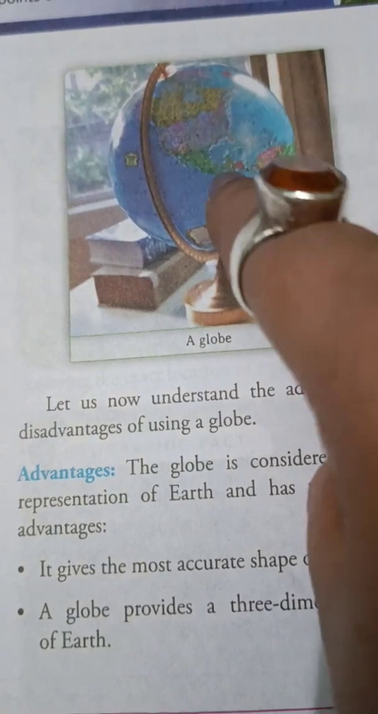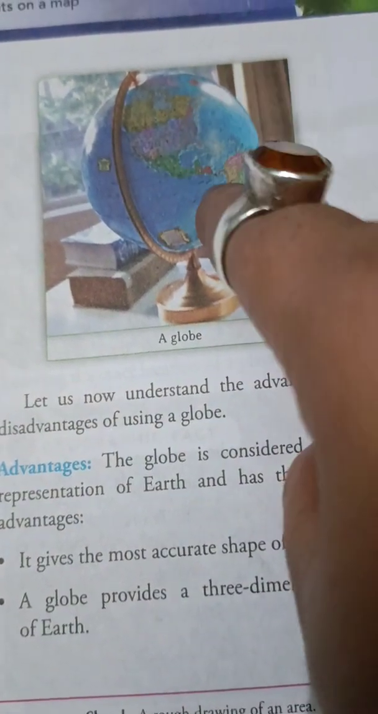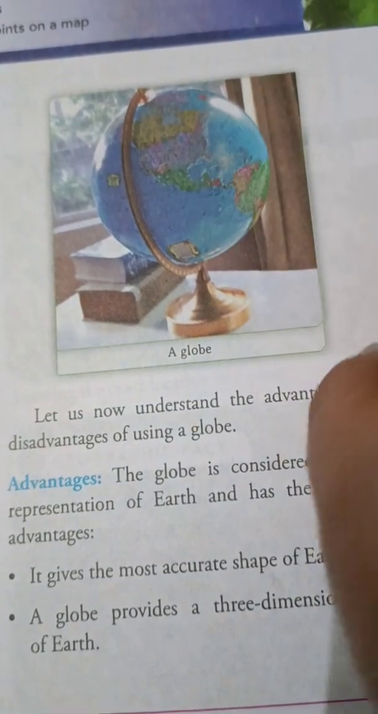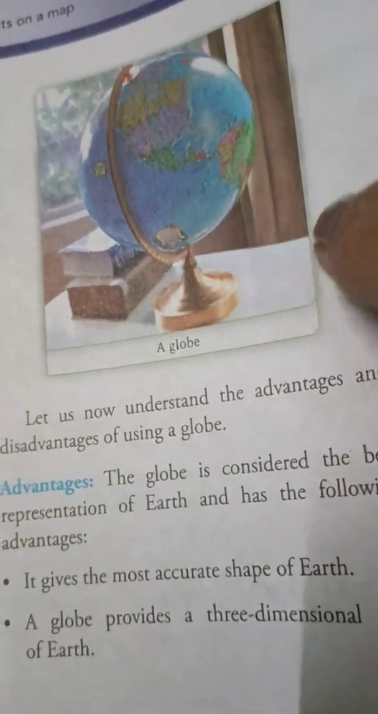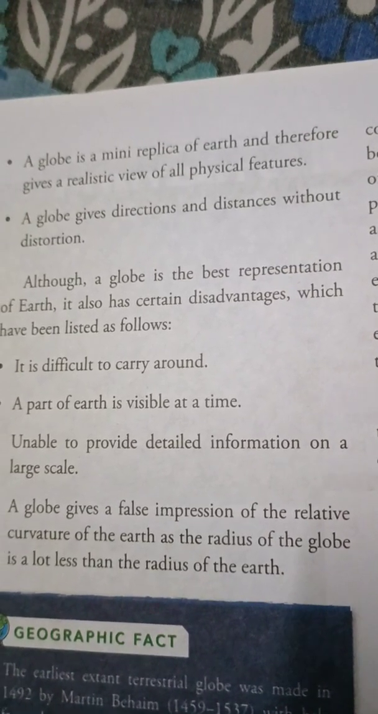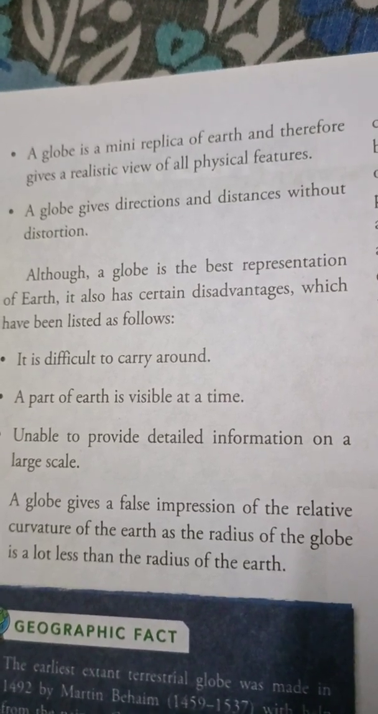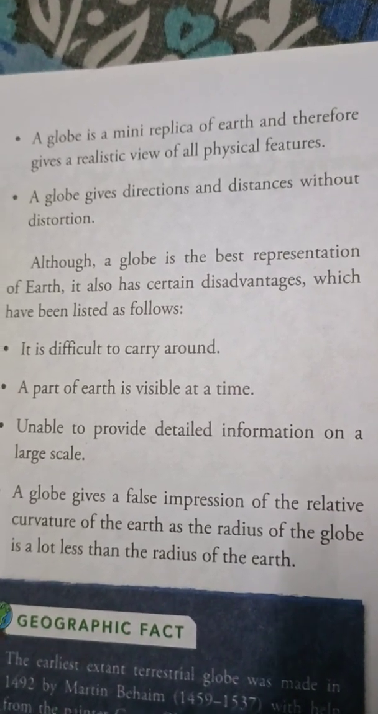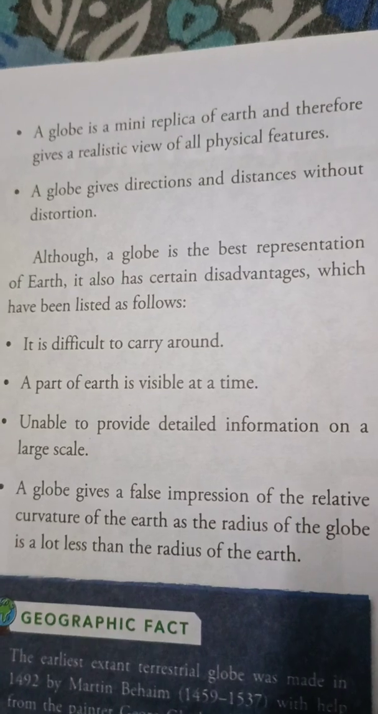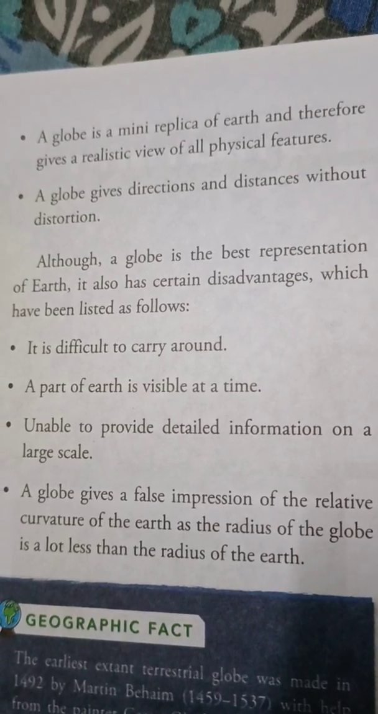Now we will know what the advantage of a globe is. The advantage of a globe is that it gives us an accurate shape of the earth, and we can get a three-dimensional idea of the earth from it. A globe is a small mini replica of the earth, and therefore it gives us a realistic view of how the earth might be looking. Globes help us to know the direction of the countries and distance without distortion.